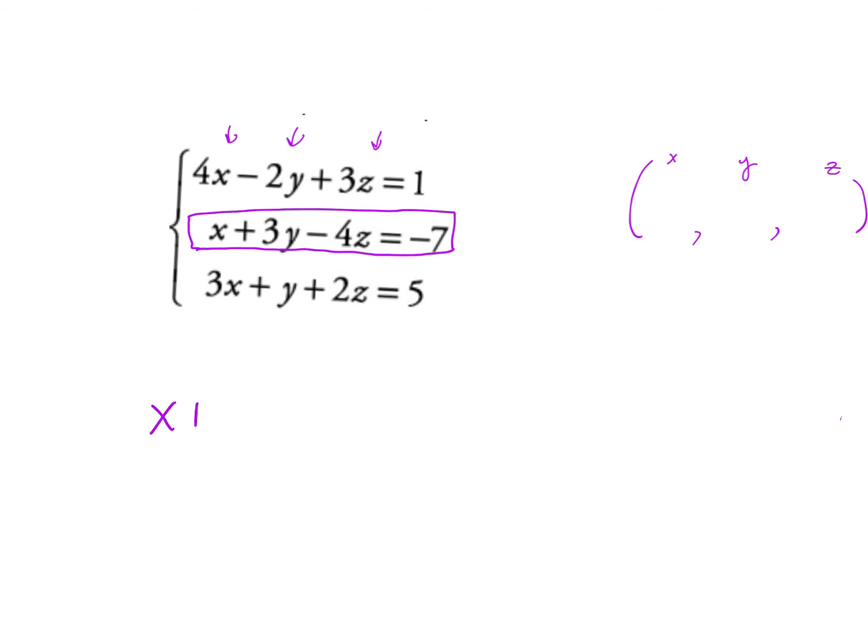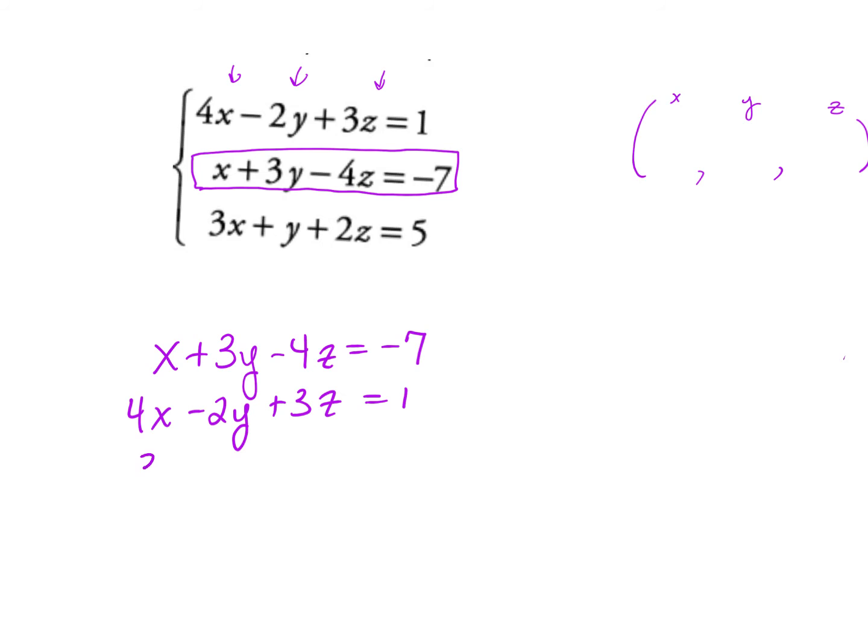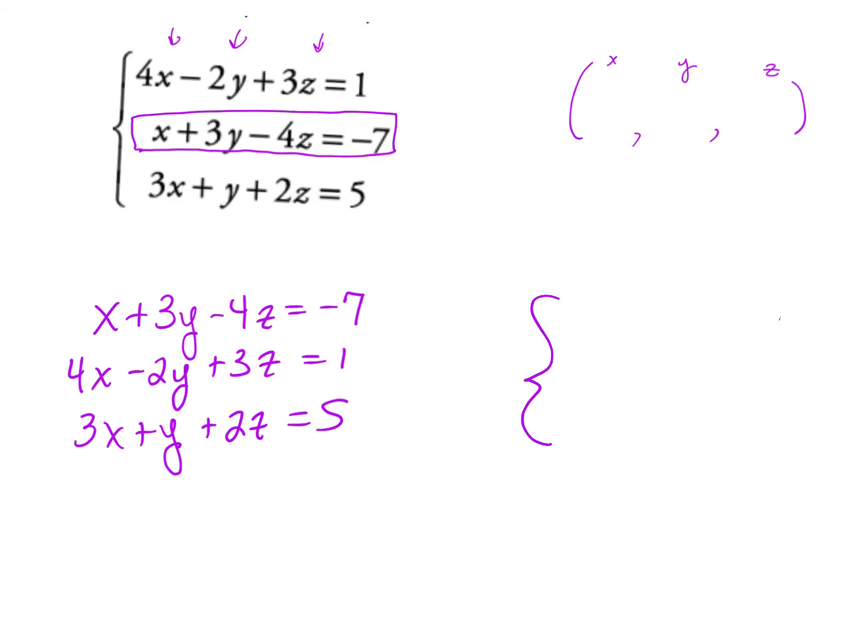So I need to rewrite this as x plus 3y minus 4z equals negative 7. Now, it doesn't matter where you put the other two. The order doesn't matter. Just put one underneath. So I'm going to write 4x minus 2y plus 3z equals 1. And then we have 3x plus y plus 2z equals 5. All right, so what we're trying to get is our first equation to have three variables, x plus 3y minus 4z equals negative 7, and that first coefficient of x would be positive 1. We have it, we're good.